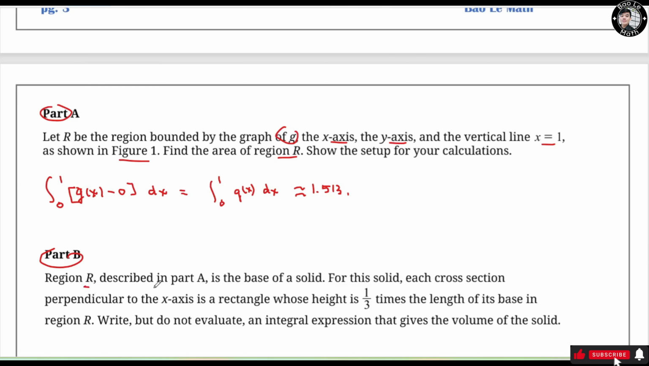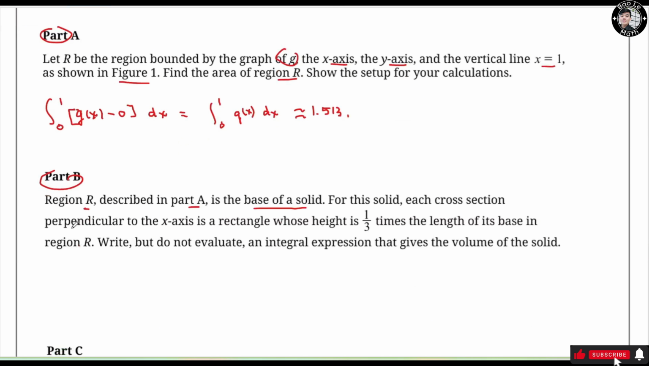Now question B. The region R described in part A is the base of a solid. For this solid, its cross-section perpendicular to the x-axis is a rectangle whose height is 1/3 times the length of its base in the region R. Write but do not evaluate an integral expression that gives the volume of the solid.